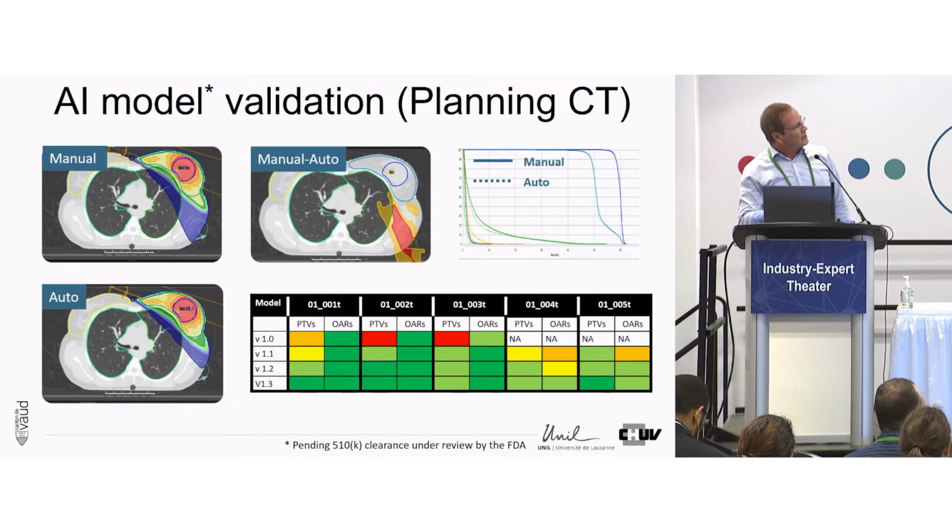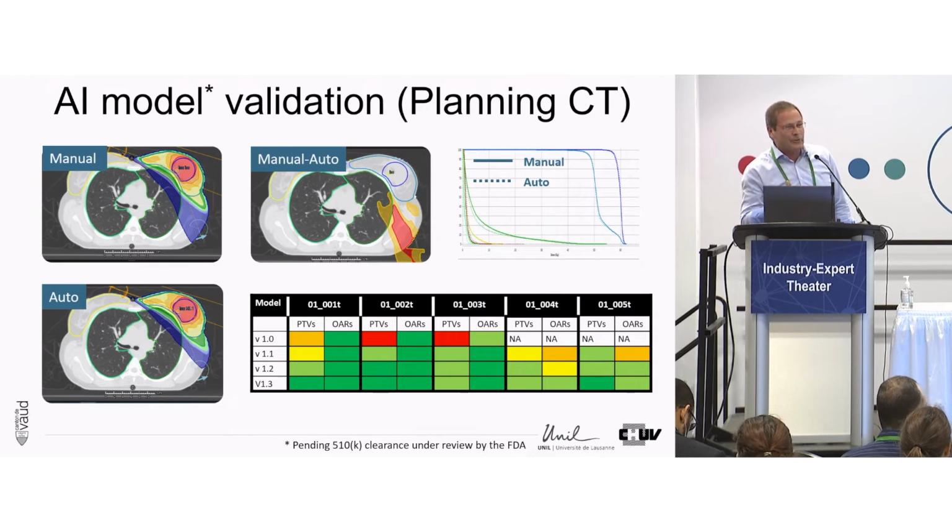Okay. On the upper right, you have the DVHs, and you see that we don't see so much difference. Maybe the interesting thing is the table on the bottom right, where you have the evaluation for 5 different cases of the dose distribution for the PTV coverage and for the organs at risk, with different versions of the model. At the beginning, the model is not so good, but the more green it is, the better the model is compared to the manual planning. So when you have a dark green, that means that the machine is doing better than the physicist.